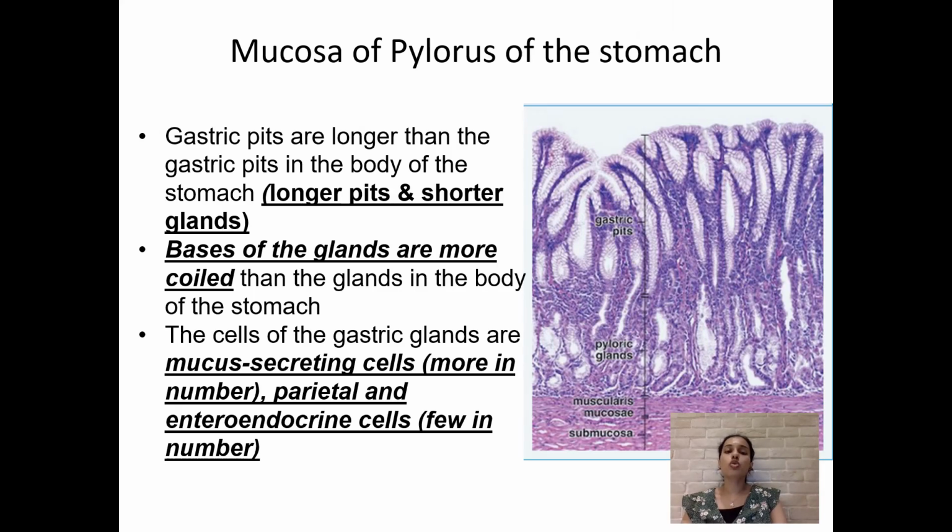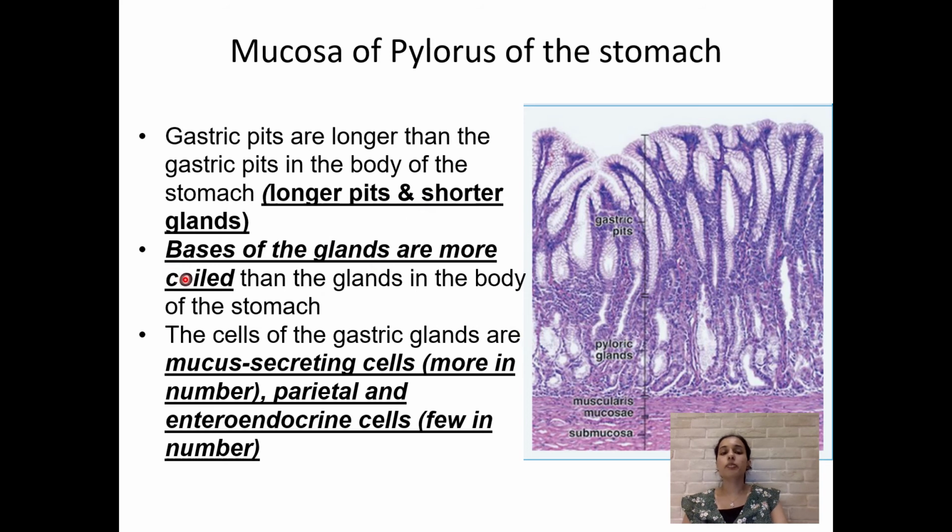Now coming to the mucosa of the pylorus of the stomach. Here those variety of cells are not present. Mainly the cardia and the pylorus of the stomach have mostly mucus secreting cells. Since they have fewer cells compared to the body and the fundus, you can see longer pits and shorter glands. It is the other way around, 2:1. So the gastric pits are longer than the gastric pits in the body of the stomach: longer pits and shorter glands.